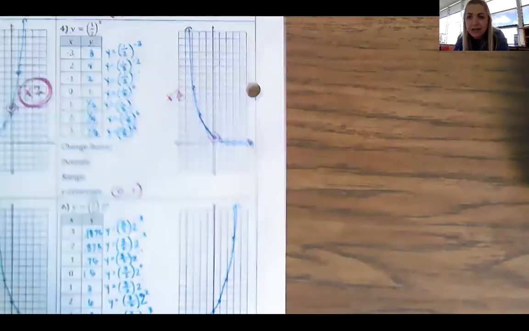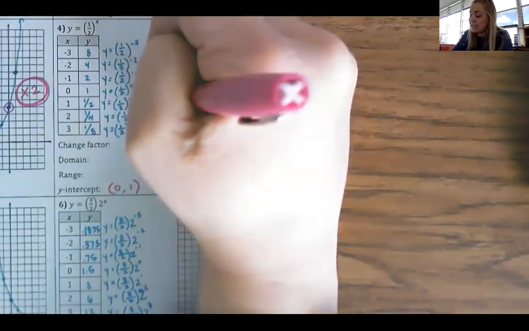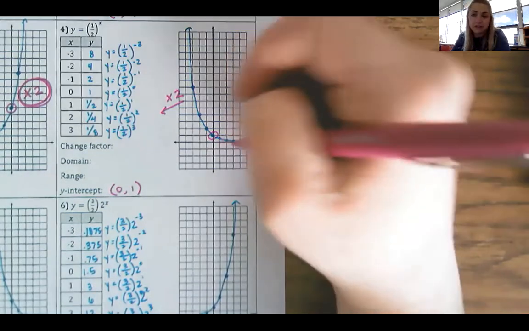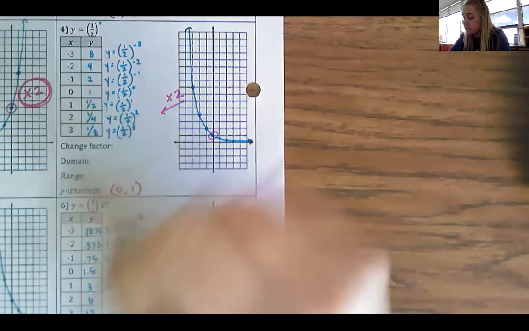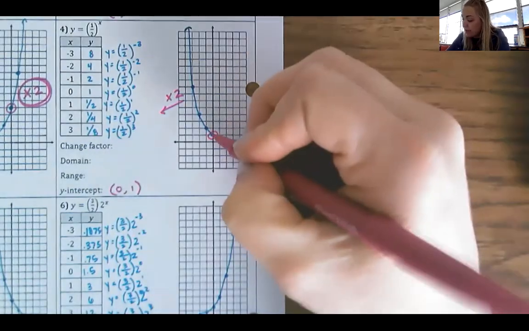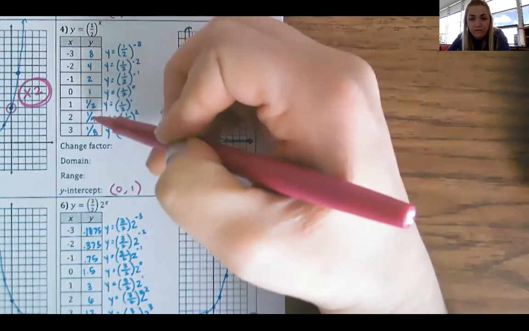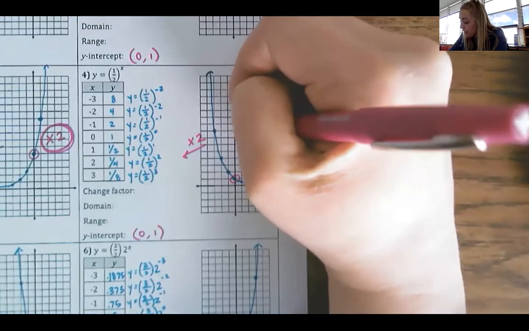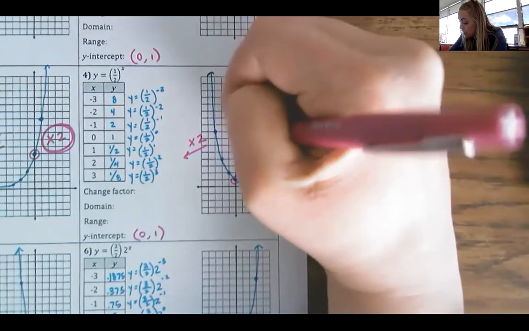Don't you dare circle that. That is not to go to the right. That is the left direction, which is not our change factor. We need to figure out what it multiplied to go the other direction for our change factor. So how do we go from 1 to 1/2 to 1/4 to 1/8? Well, same thing we did on these. We flip it. So over here, it's multiplying by 1/2 as our change factor.